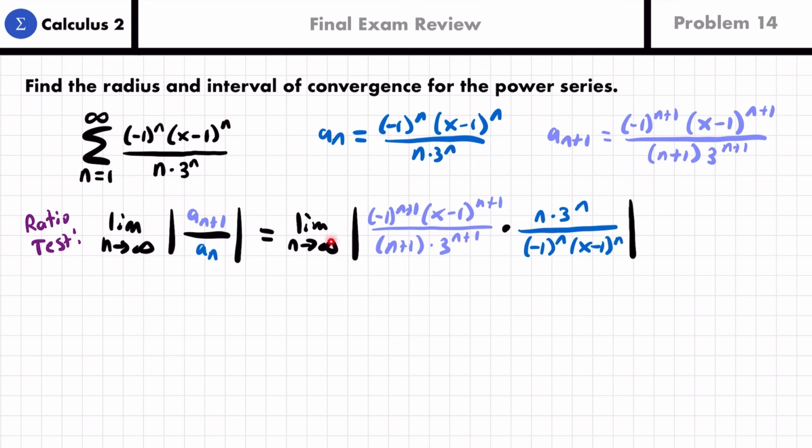Okay, so this is the limit that we have to work with here. Now what we want to do is evaluate it, but first there are some simplifications that we can make, or some things that we can cancel out.